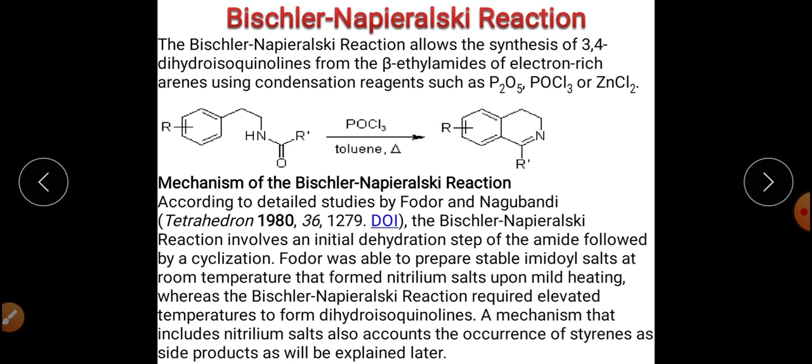So in this reaction we synthesize dihydroisoquinolines, and the dihydroisoquinolines further can be aromatized to isoquinolines. So basically this is a synthetic tool by which you can prepare isoquinoline. This is the substrate of your reaction, and phosphorus oxychloride is the condensation reagent we use for this reaction to happen, and this is the dihydroisoquinoline that you have synthesized during the course of this reaction.